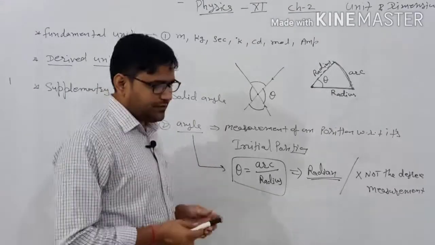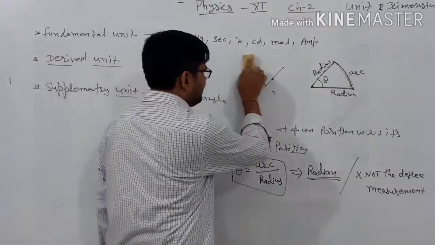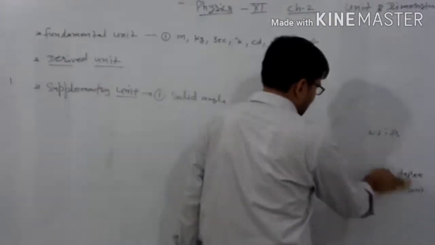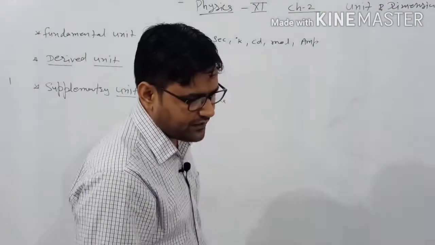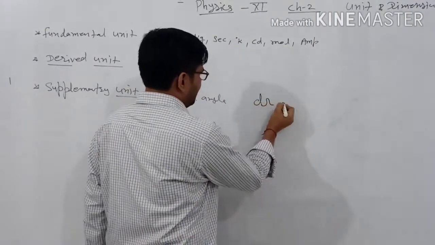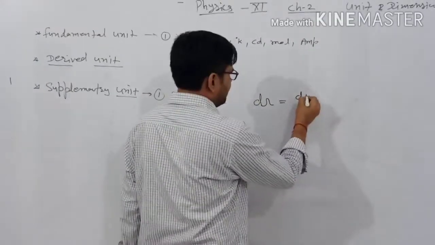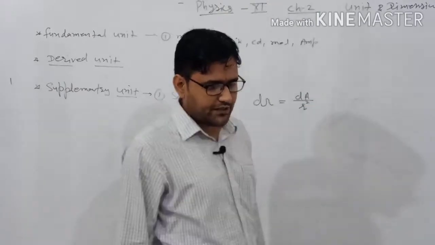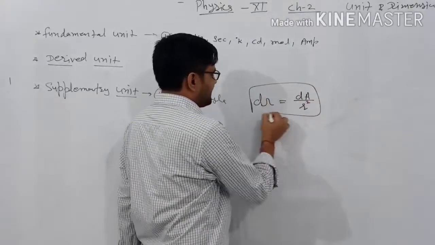Clear? Next we will move on to the solid angle measurement. I am considering it because it is not important for any applications in physics. It is just a definition, and it is defined in terms of d omega. It is in terms of dA upon r square. Clear? Here dA upon r square, it means area के respect में calculate होता है.